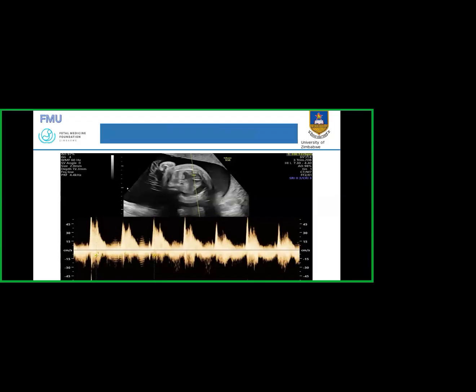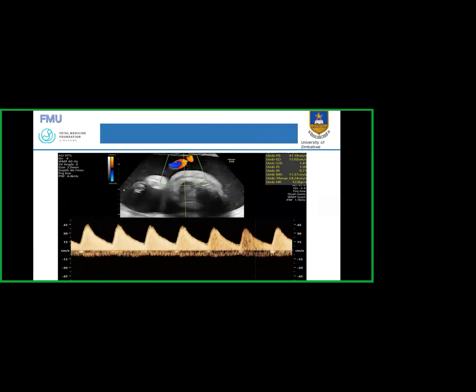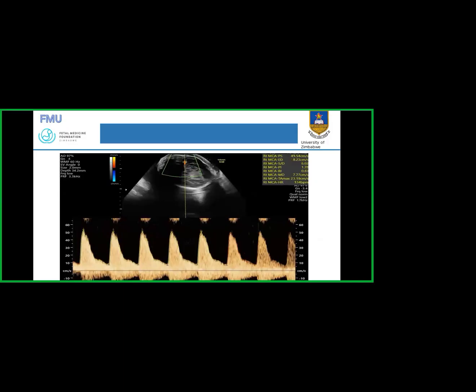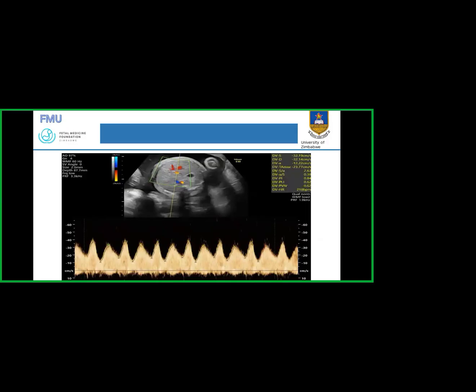So here is the fetal heart rate. We can see the atrial contraction above the baseline with our 2 waves. However, the E wave looks taller than the A wave. Here we have the umbilical artery Doppler, the middle cerebral artery Doppler, and this is the ductus venosus Doppler. We can see the A wave is present there.